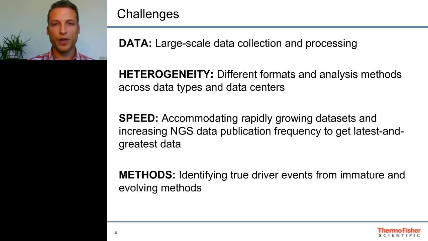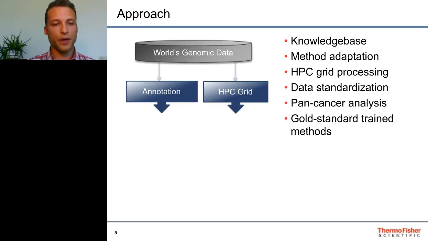So the identification of driver events is something that's a big advantage when it comes to mining a large heterogeneous data set that was compiled from multiple data sources and contains information on thousands of samples amongst hundreds of cancer types. And I'll touch on that briefly as well.